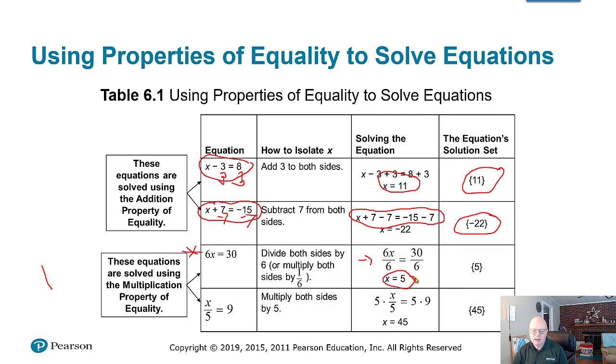5 is the only one we end up with, so this becomes our solution set. All the solutions are listed inside the braces. And number 4, instead of 6 times x, you've got x divided by 5, so you do the opposite thing. You multiply both sides by 5. And there we are, multiplying by 5 here and here. And you end up with a solution set that has 45 in it.